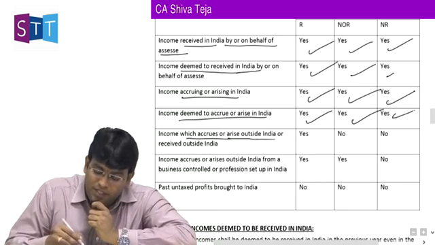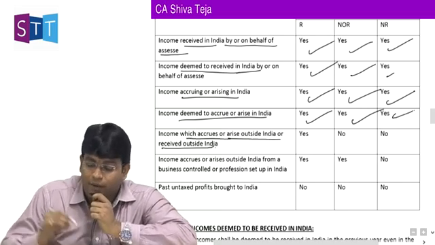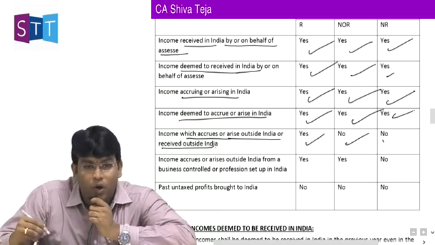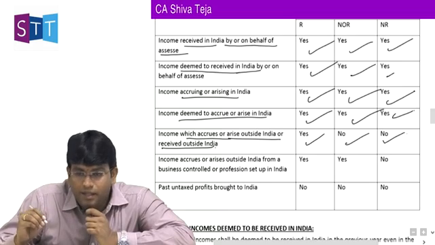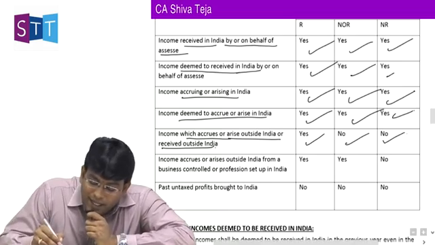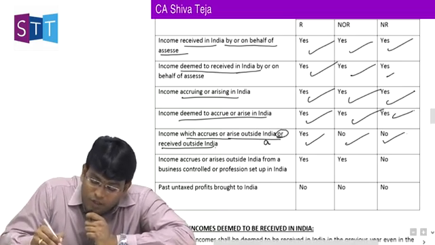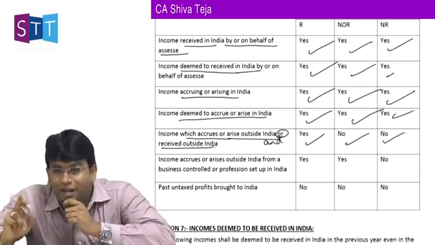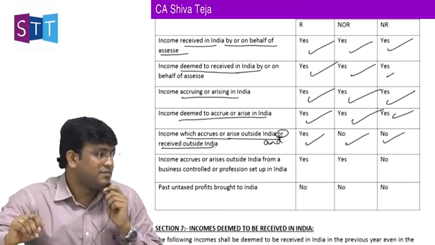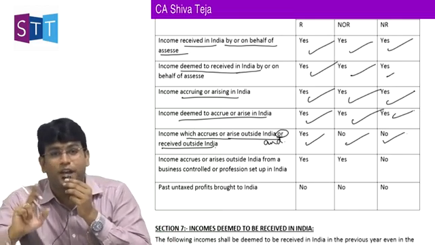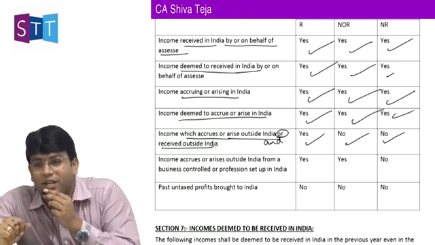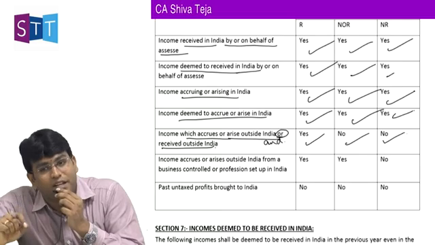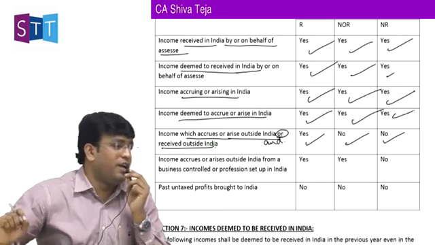Income which accrues or arises outside India and is received outside India, what will happen? A small point here: income which accrues or arises outside India and is also received outside India. But if anything is in India, it will become Indian income again. Accrual and receipt both should be outside India. If anything is in India, we call it Indian income. Both in India, Indian income. Both outside India, foreign income.